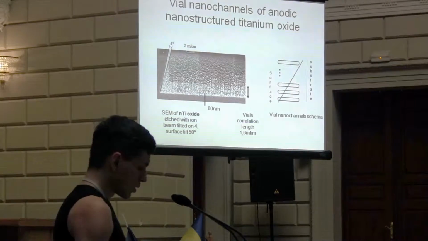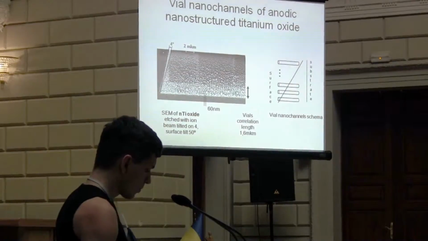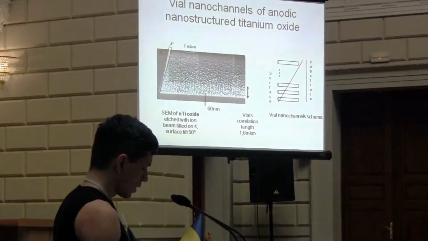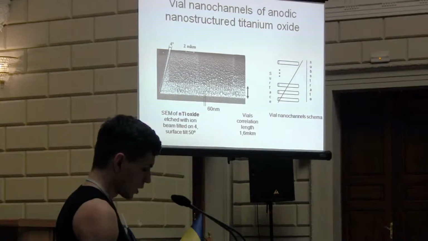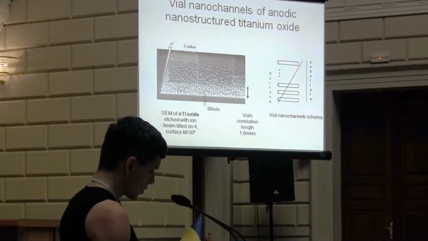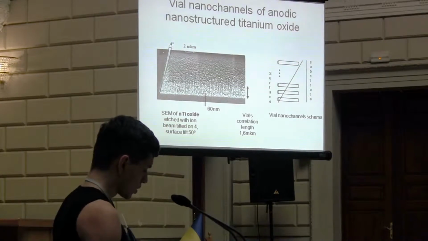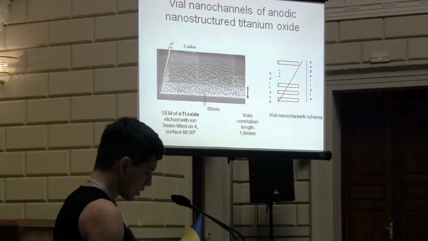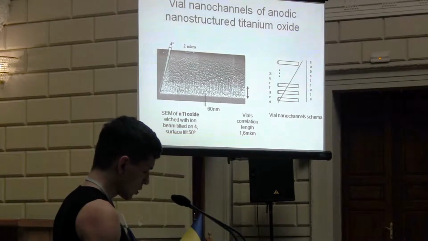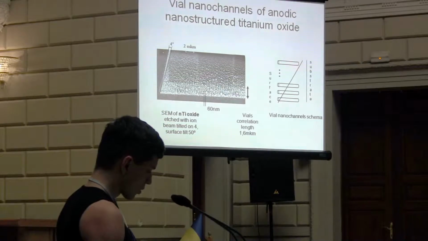The more detailed research we managed at Lviv University. On this sample, the cutting at an angle of 3 degrees with the help of an argon ion beam, which allows making a precision slice, was carried out. We observed this structure at an angle of 50 degrees. There is a typical spacing of the structure of about 60 nanometers. On the foreground, we can see the ordered circles of the channels, which we can describe by correlated position of channels.